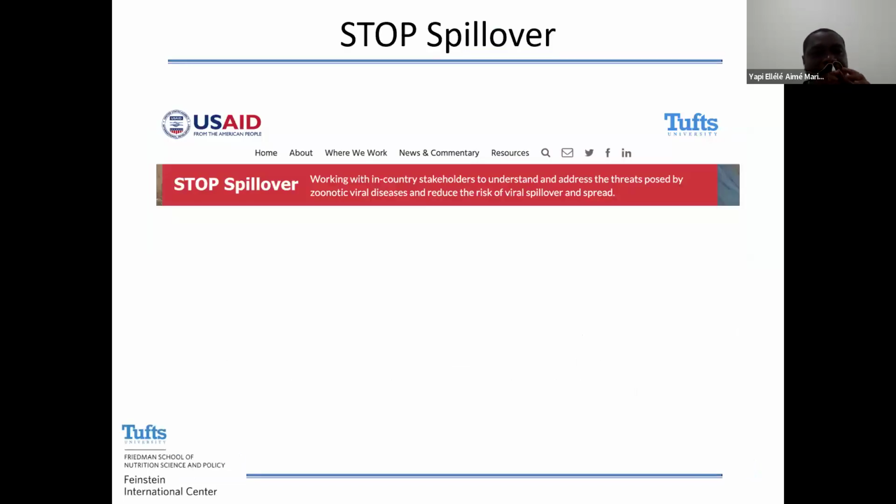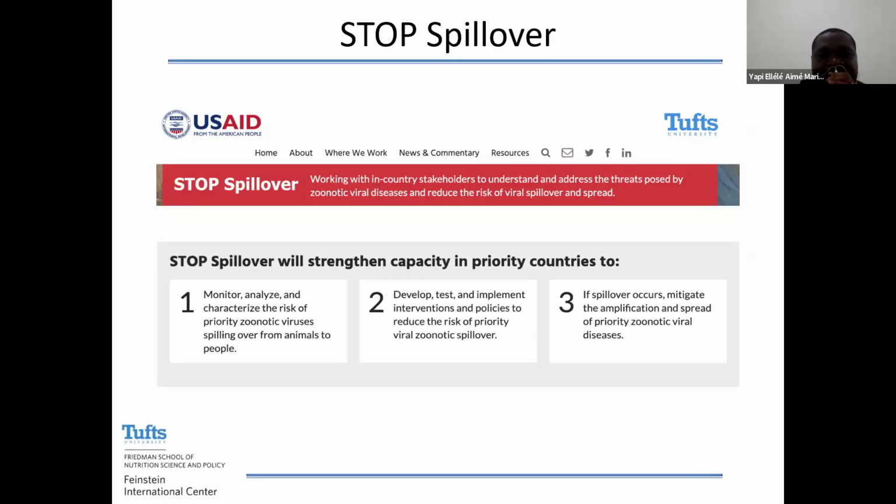What is Stop Spillover? Stop Spillover works with country stakeholders to understand and address the threat posed by zoonotic viral diseases and reduce the risk of viral spillover and spread. We have three steps. First, strengthen capacity in priority countries to monitor, analyze, and characterize the risk of priority zoonotic viruses spilling over from animals to people. Secondly, develop, test, and implement interventions and policies to reduce the risk of priority viral zoonotic spillover. And third, if spillover occurs, mitigate the amplification and spread of priority zoonotic viral diseases.